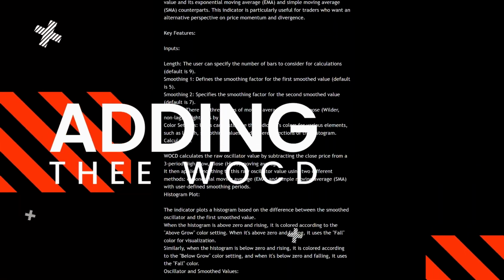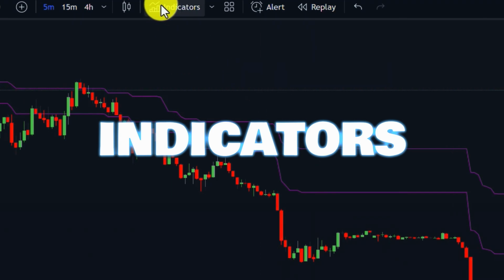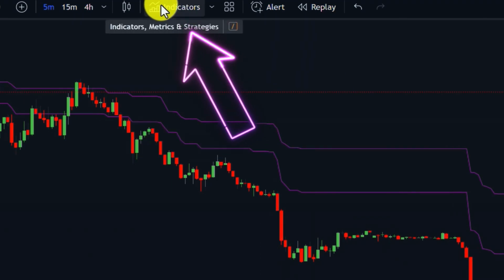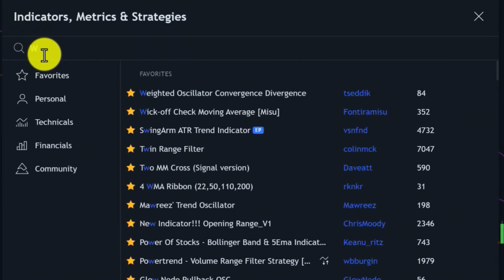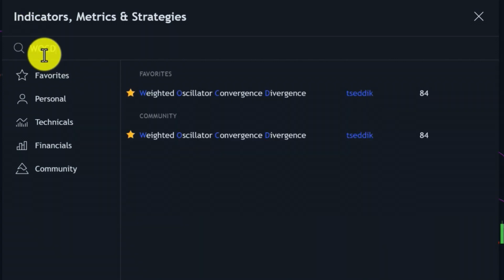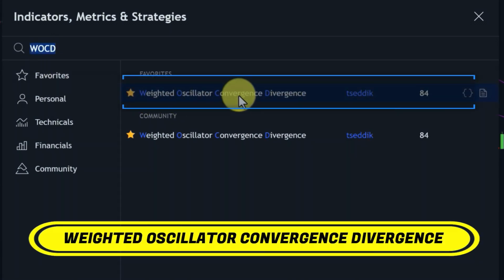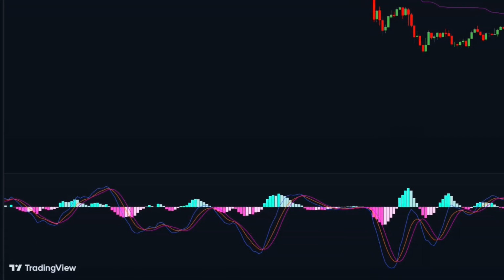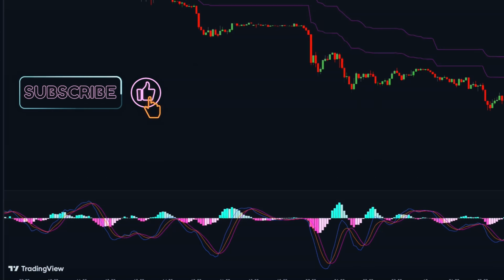To add the WOCD to your chart, go to the Indicators section. Just like before, click the Indicators button at the top of your window. In the search box, type WOCD or Weighted Oscillator Convergence Divergence. And once you see it in the results, click on it to add it to your chart. The WOCD will appear at the bottom of your chart, providing a visual representation of the market's momentum.